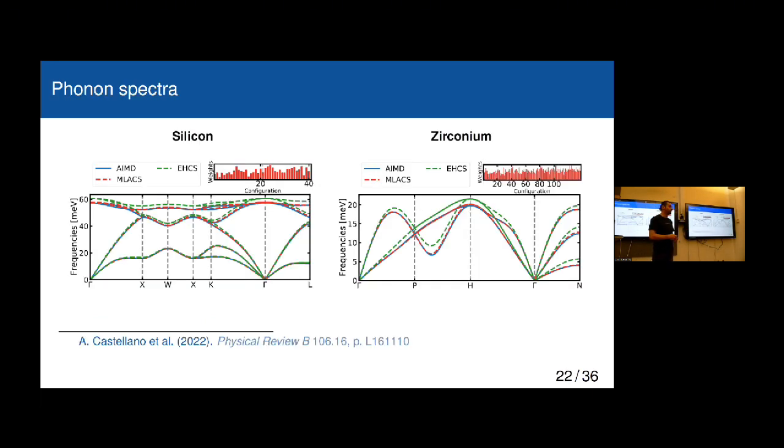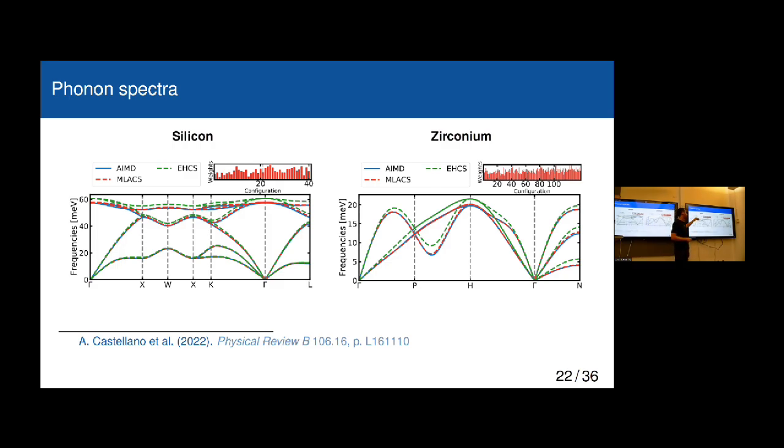All right, so let's put this in practice. So my collaborators have applied this method to compute the phonon spectra. So basically to sample the configuration space and fit some effective quadratic Hamiltonian to get the full phonon spectra. And so this is what they get.